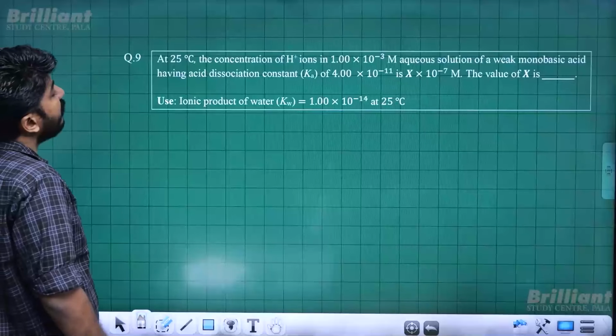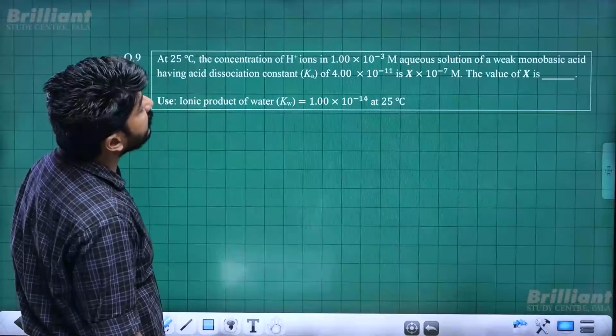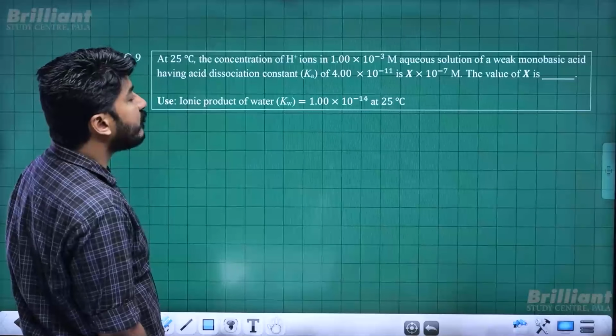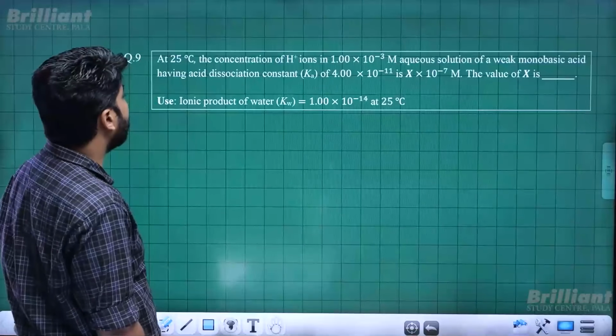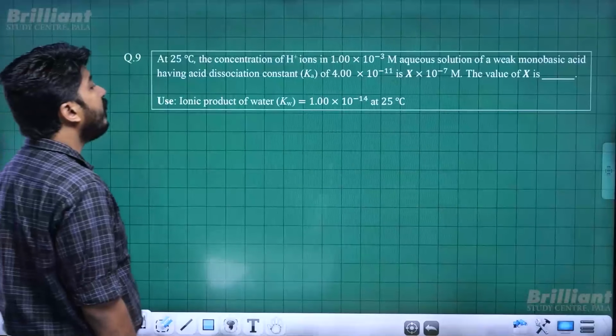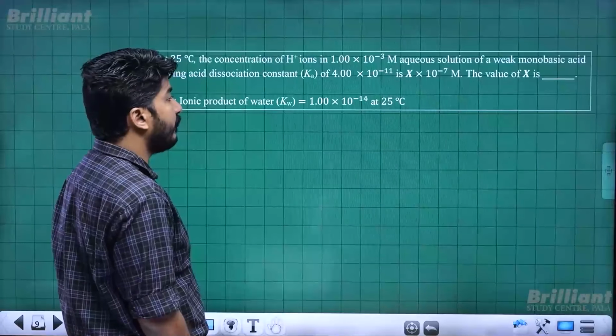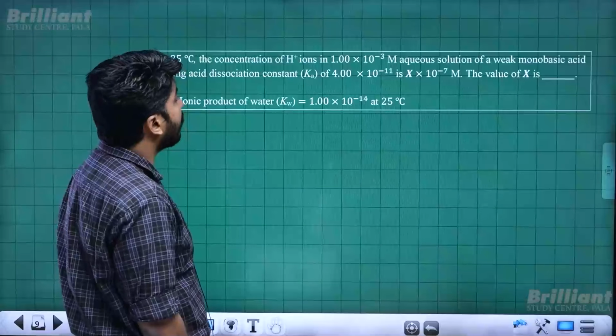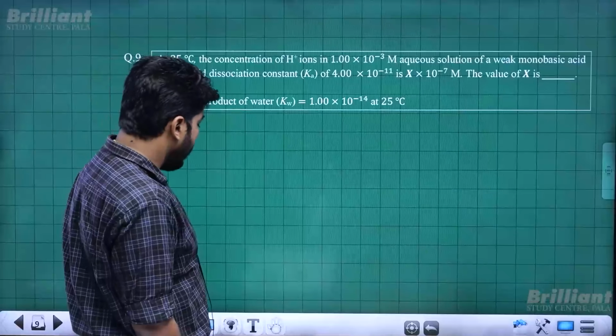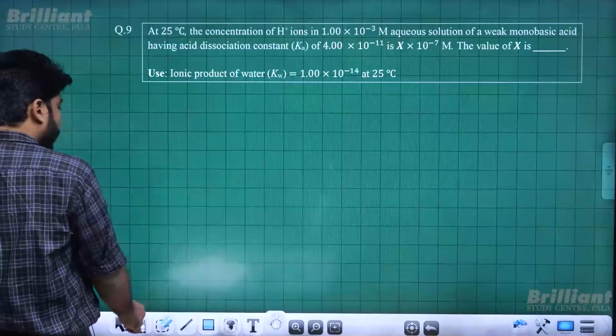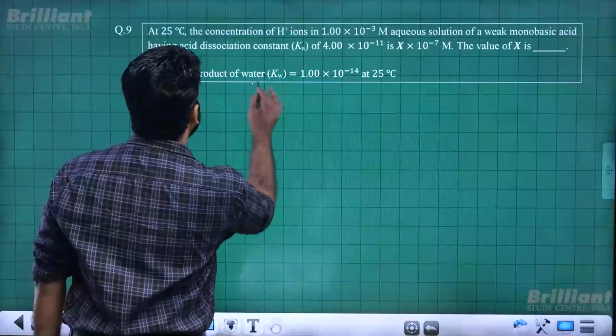At 25 degrees Celsius, the concentration of H plus ions in 10 raised to minus 3 molar aqueous solution of a weak monobasic acid having Ka value 4 into 10 raised to minus 11 is X into 10 raised to minus 7 molar. The value of X is. Okay, so here we need to consider the H plus concentration from water as well.